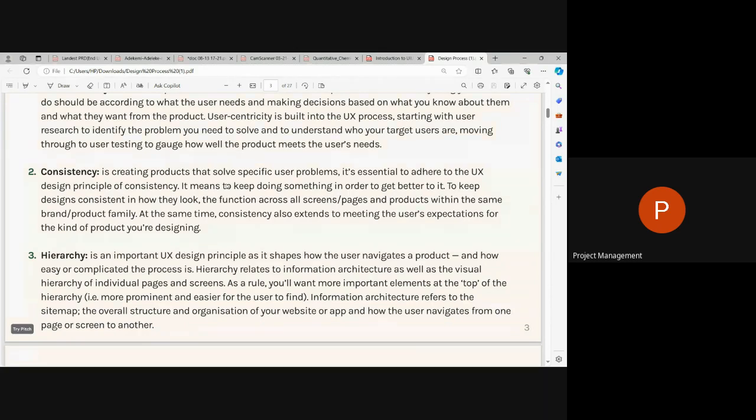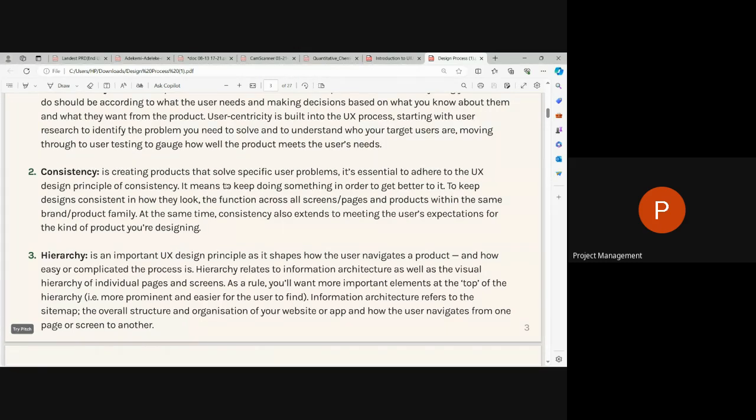So you have to be consistent. To keep design consistent in how they look and function across all screens, pages and products, you have to make sure that they are within the same family. You have to make sure that whatever you are doing as a designer, you are consistent. Consistency is a very, very crucial principle, a very important principle in designing.